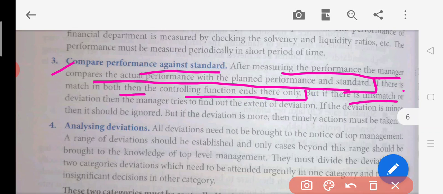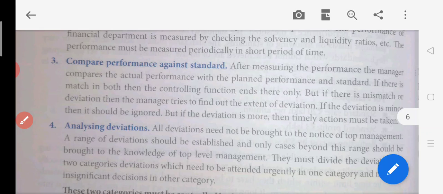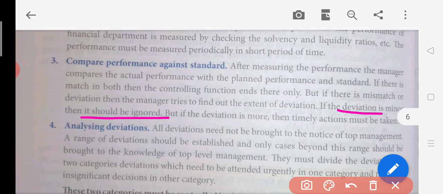But if there is a mismatch or deviation, the manager tries to find out the reason for the deviation. Now suppose they ask for 100 units and you are making only 50, so this is a negative deviation. For a negative deviation, they are going to find the reason and correct it. If the deviation is minor, then it should be ignored. See why they are saying this, because if a minor variation is there, then it is acceptable.